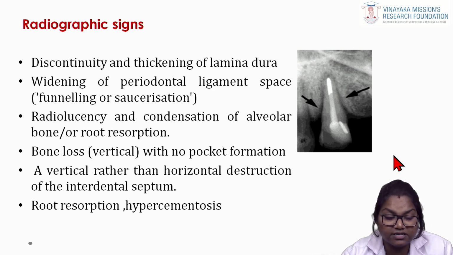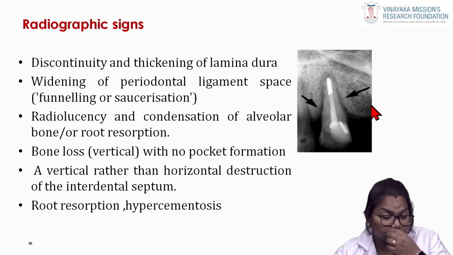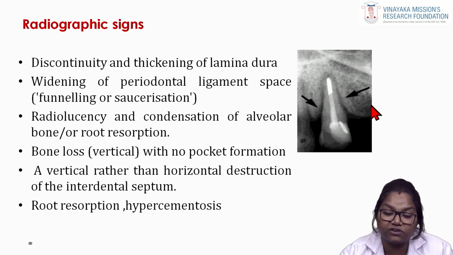So first we can see is discontinuity or thickening of your lamina dura. This lamina dura thickening is seen because of your buttressing bone formation or as a remodeling phase. Next one is widening of your periodontal ligament space, and then we have the funnel shaped periodontal or your saucerization shape. Next is your radiolucency and condensation of your alveolar bone or root resorption. So here we can see is your alveolar bone, there is condensation and there is radiolucency here.